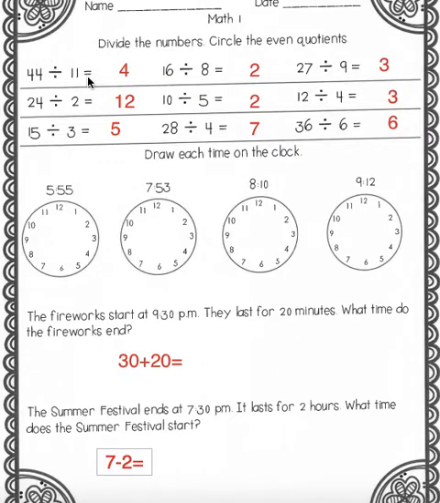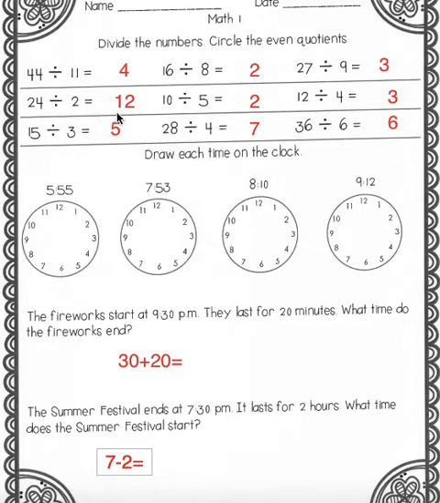So if I counted by 11s, it would be 11, 22, 33, 44. So basically, that would be 11 times 4 is 44. So when we do it thinking about division, it would be 44 divided by 11 equals 4. So 16 divided by 8 equals 2. 27 divided by 9 equals 3.